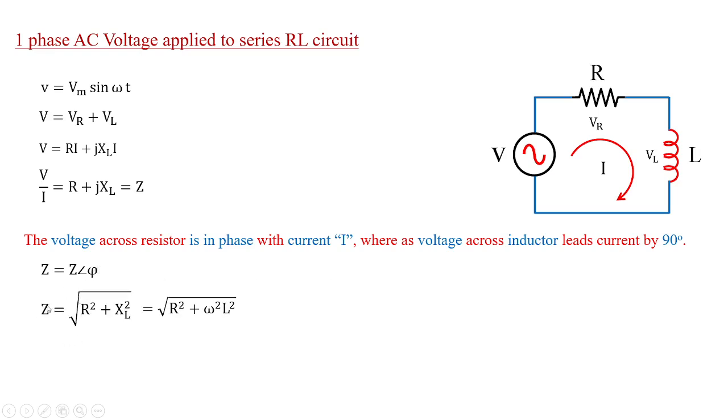The magnitude of the impedance is given by the square root of the real component squared plus the reactive component squared. Here XL is the inductive reactance whose value is omega L. Square indicates the squared term, and omega indicates the angular frequency. The angle between the reactive component and real component, that is the power angle, is given by tan inverse of XL by R.